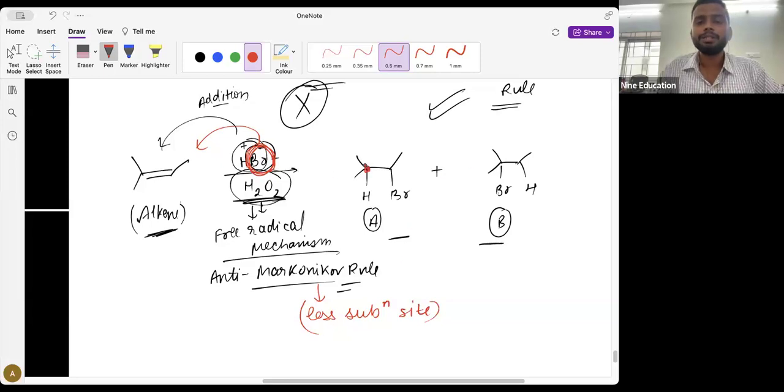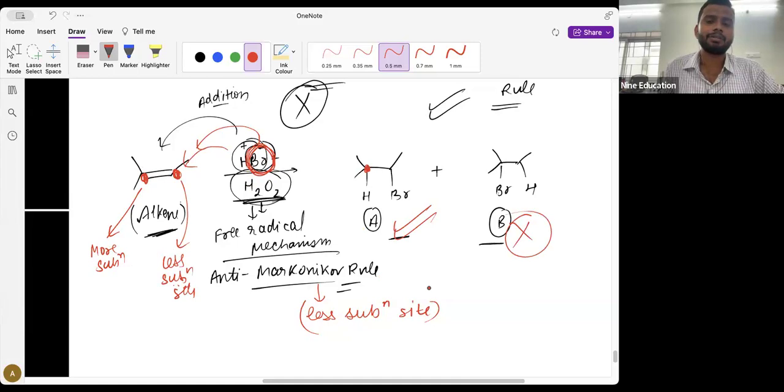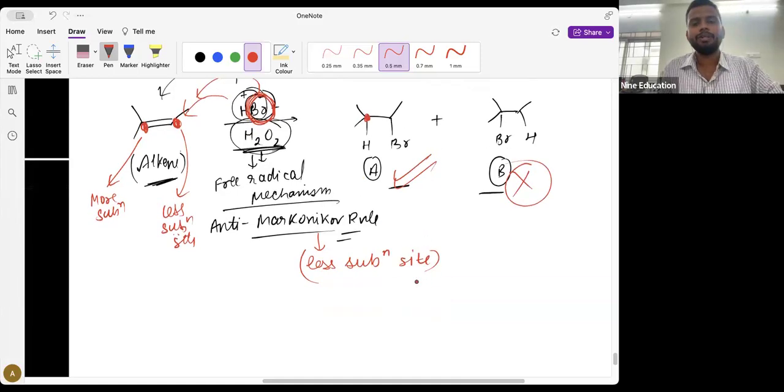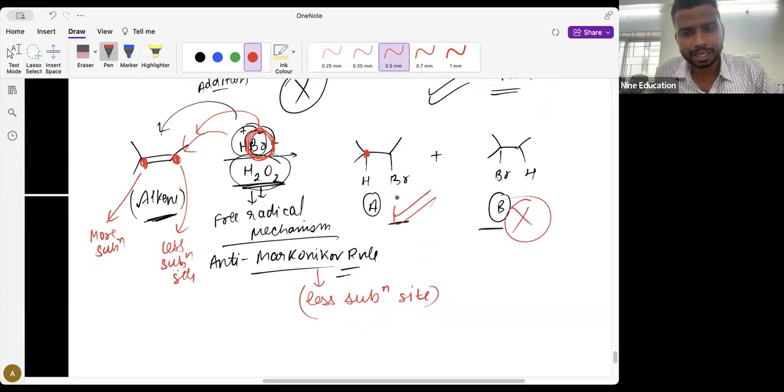So out of these two substituted sides, this side is more substituted, and this is less substituted. So out of these two, Br minus will come and attach here. So out of these two, A will be our correct answer, B will be our wrong. Understanding or not? फिर से देखते, A will be our correct answer because Br minus will come at this position, less substituted side, and will attach here, and H will come and attach here.